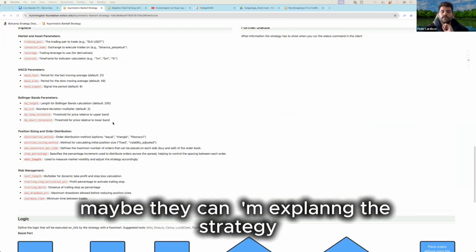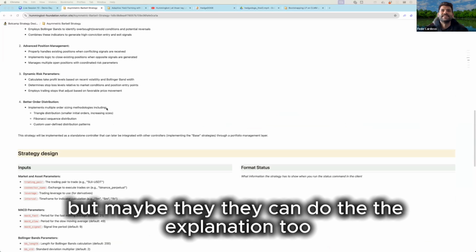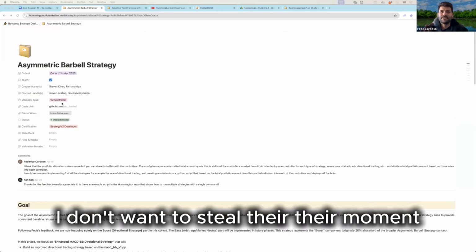But well, maybe they can. I'm explaining the strategy, but maybe they can do the explanation too. I don't want to steal their moment.